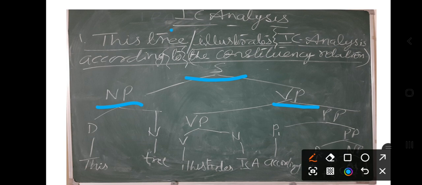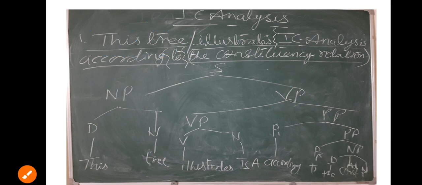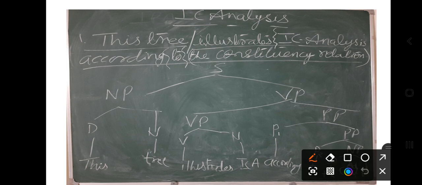So this tree, of course, is the subject, and the rest of the part is called the predicate, right? So the subject you can do this way. Now the predicate, what is the predicate? This whole part is called the predicate, right?